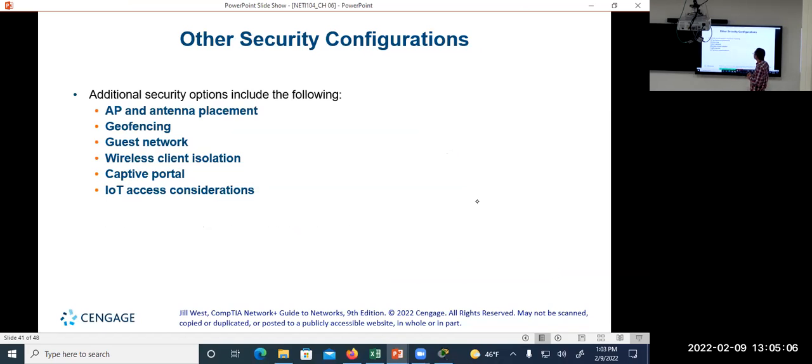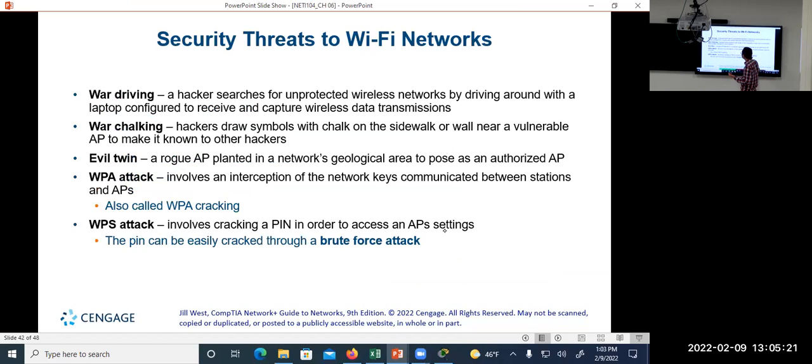Okay, you also have other security configuration. You can have the access point and antenna placement, geo fencing, guest network, wireless client isolation, captive portal, or IoT access configuration here. We don't have to go into detail for this one. And you have the security threats to the Wi-Fi network.